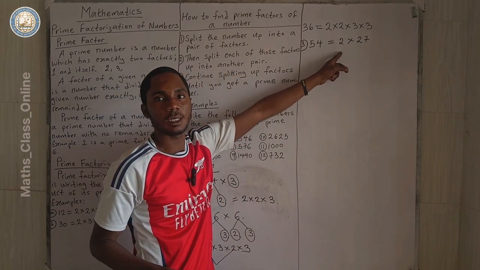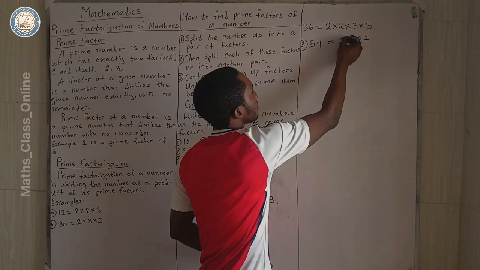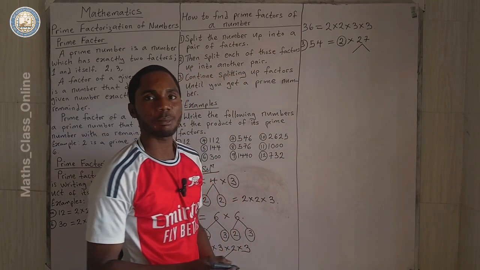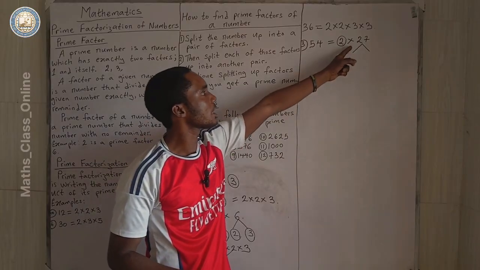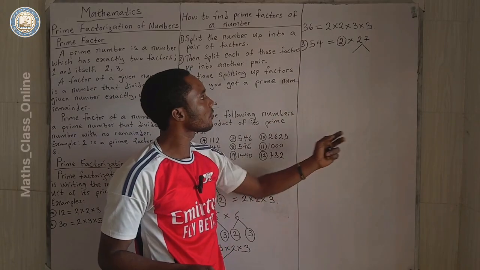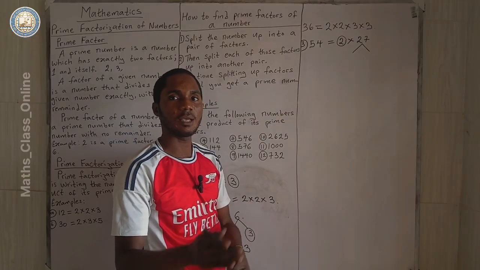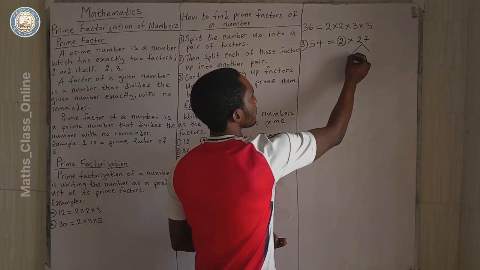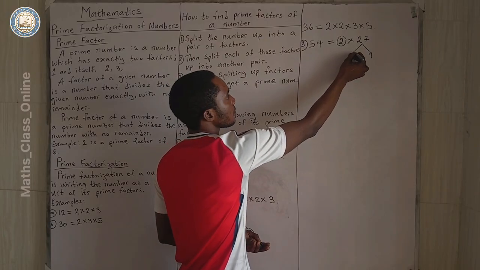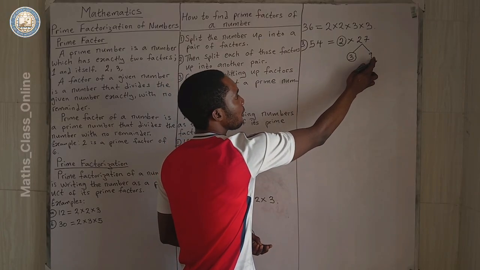Is 2 a prime number? Yes. 27 is not a prime number. What two numbers are you going to multiply together that will give us 27? 3 times 9. Is 3 a prime number? Yes. Is 9 a prime number?